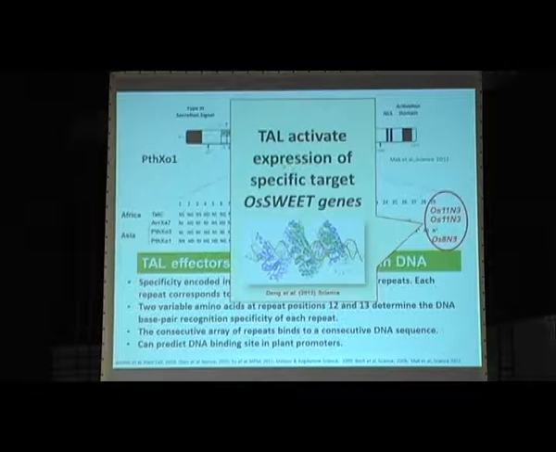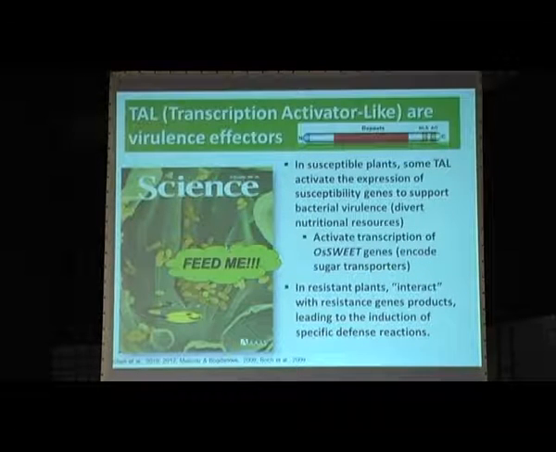So these TAL proteins, in other words, activate expression of very specific genes. Today I'm going to talk about a couple of the genes that they target, which are the OsSWEET genes. For example, AvrXa7 and PthXo1 activate the OsSWEET11 and 13 genes, and others activate other genes. They bind to these effector binding elements in the promoter region of the genes to do that. So, for 20 years, that's what we knew.